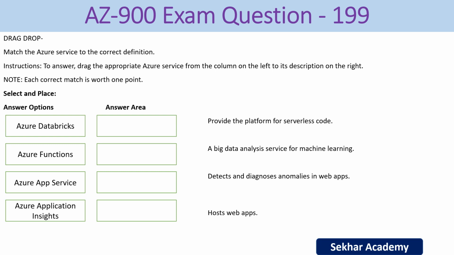AZ-900 exam question number 199. Match the Azure service to the correct definition. Instructions here: to answer, drag the appropriate service from the column on the left to its description on the right. Each correct match is worth 1 point. So the answer options we have: Azure Databricks, Azure Functions, Azure App Service, and Azure Application Insights. The statements we have: provides the platform for serverless code, a big data analysis service for machine learning, detects and diagnoses anomalies in web apps, and hosts web apps.